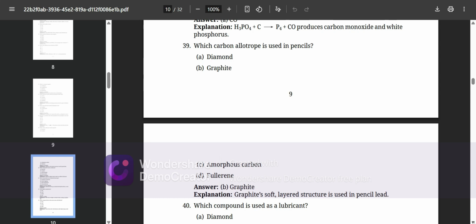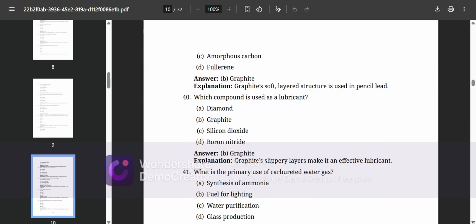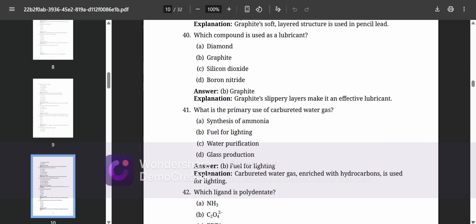Which carbon allotrope is used in pencil? Graphite. Graphite's soft layered structure is used in pencil lead. Which compound is used as a lubricant? Graphite's slippery layers make it an effective lubricant.